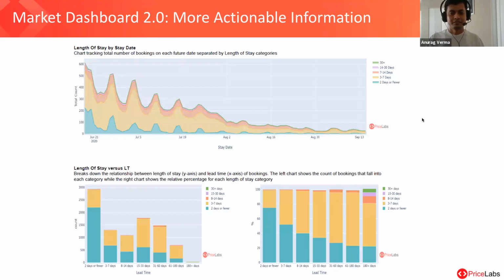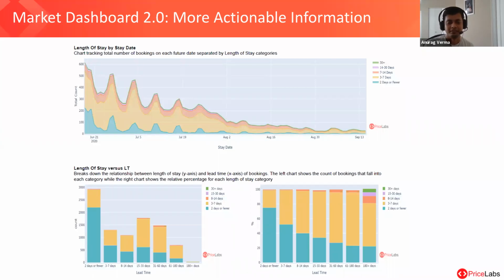So just quick overview of what's coming up next week in the market dashboards. One of the things that we got feedback on was we are looking at length of stay and we are looking at lead time, but those two are often interconnected and not enough to see them separately. So what we have tried to do is 2 things. On the top chart, for all the bookings made in the last 30 days, it's going to show you in the area that you selected for future dates, what days have gotten what length of stays.